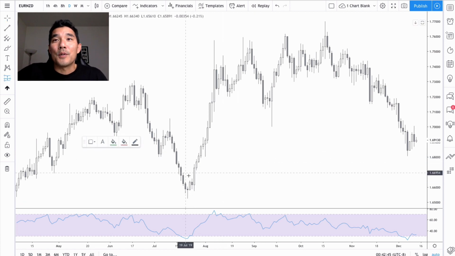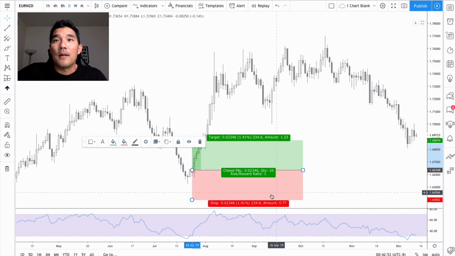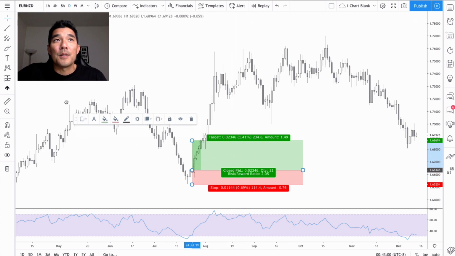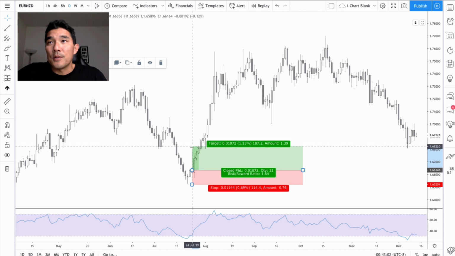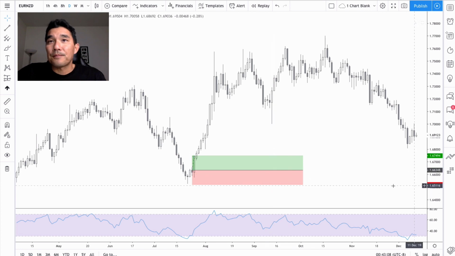And if you don't know how to measure R, you can just use a simple tool like this. So if it closes here, that would be your entry point, and then your stop loss would go there, and then you're looking for this risk reward ratio, so you want that to be 1. So you'll bring that down until it hits 1 right there, and that's going to give you your entry, your stop loss, and your take profit levels. Okay, so let's look at the next trading strategy.